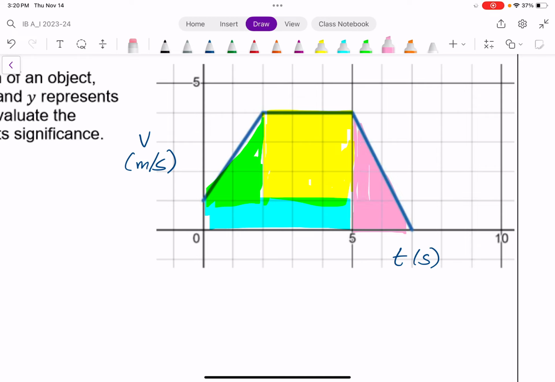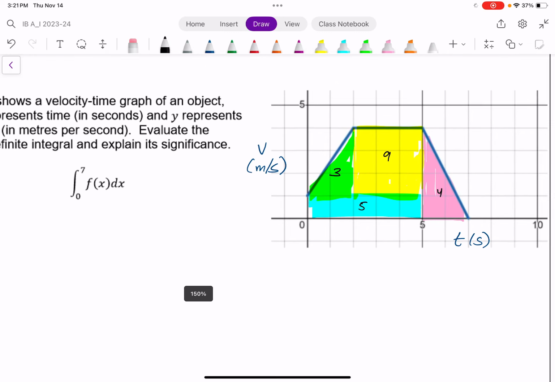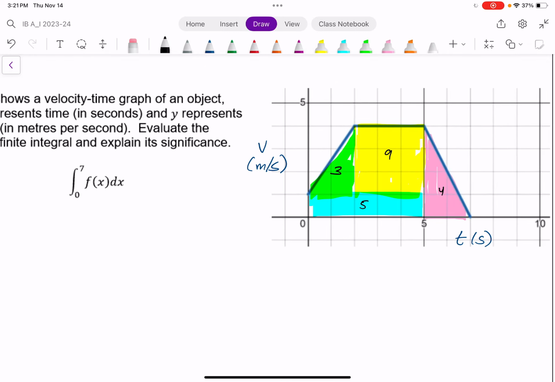So that said, each of these is quite easy to find the area of. This is an area of 5, area of 9. This triangle is base times height divided by 2. That is an area of 3, and this is an area of 4. And so altogether, add up all these, I get 21. So this equals 21. But 21 what?